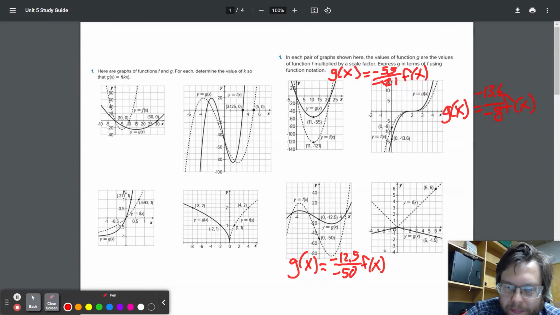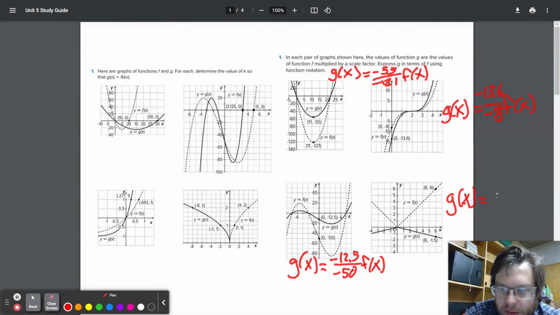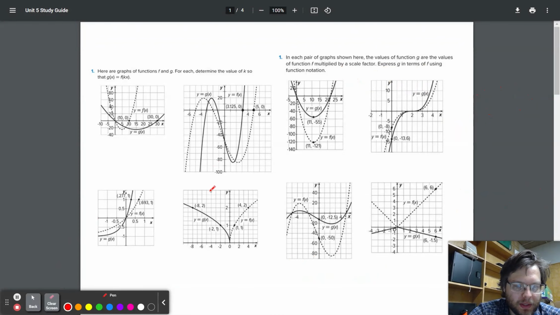So I do that. And on the last one, I want g of x to have negative 1.5. f of x has 6. So I write it like that. Notice again that the negative is going to flip it over. So that's it for the first page.